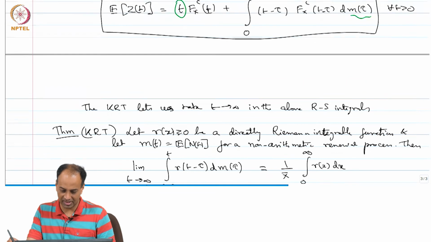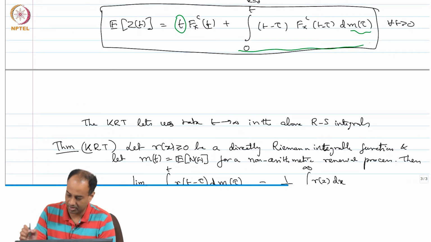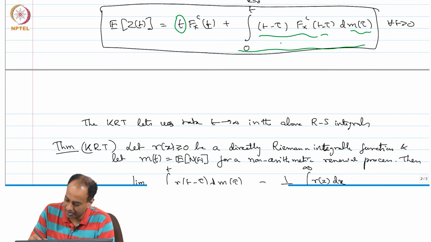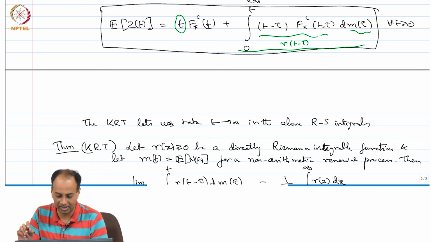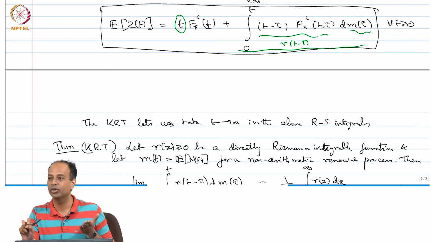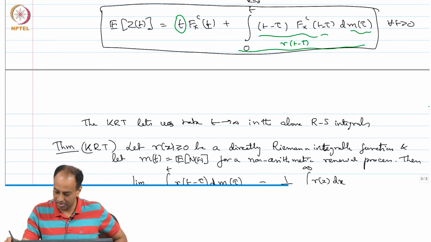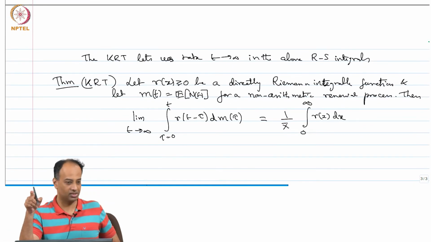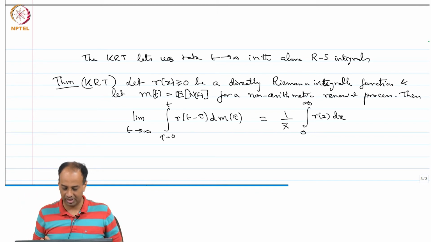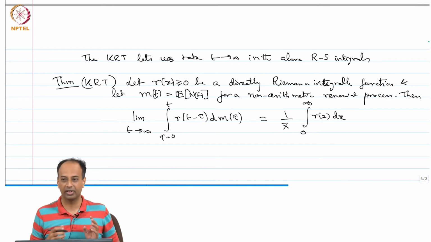If you look at this integral here, it is looking like integral 0 to t of some function, let us say r of t minus tau. You are looking at the integral 0 to t r of t minus tau d m tau. In this kind of an integral I want to send t to infinity, I want to know what happens. Key renewal theorem tells you what happens. Key renewal theorem says if little r of x is any directly Riemann integrable function, then limit t tending to infinity of the integral of r t minus tau d m tau is simply 1 over x bar integral 0 to infinity r of x dx.